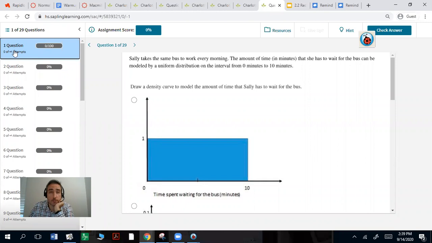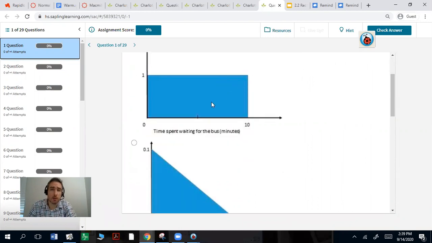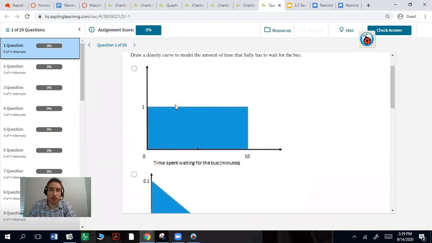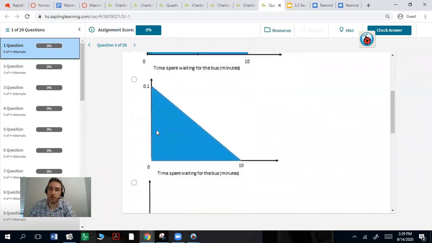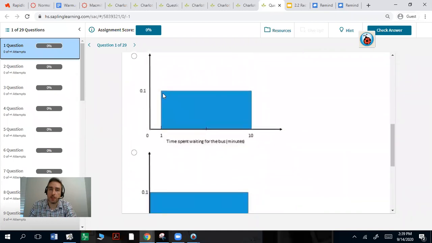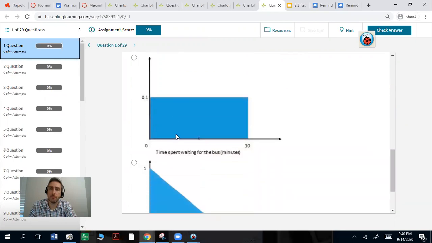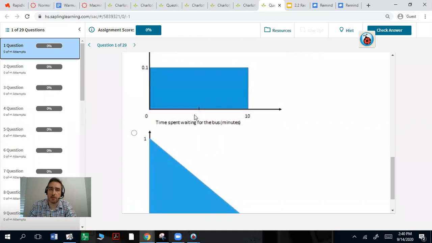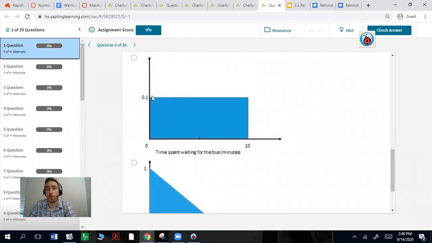Question number 1. Sally takes the same bus to work every morning. The amount of time in minutes she has to wait for the bus can be modeled by a uniform distribution. Uniforms are flat across. So we're talking about, well, we got one that's flat across here, but you know that height is 1. So if you multiply 10 times 1, that's going to give you 10. This has to multiply to 1. That's not flat across. This is flat across, but this starts at 1, so that's only 9. This is flat across, and that's not. So it's going to be this one. And 10 times 0.1, that's 1.